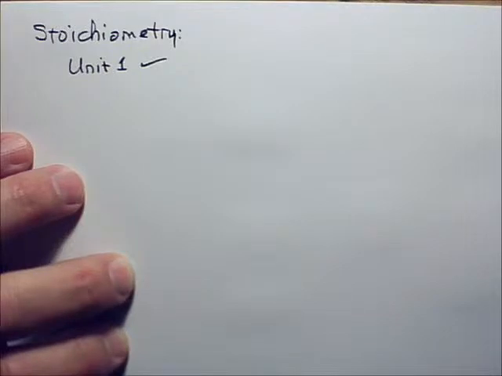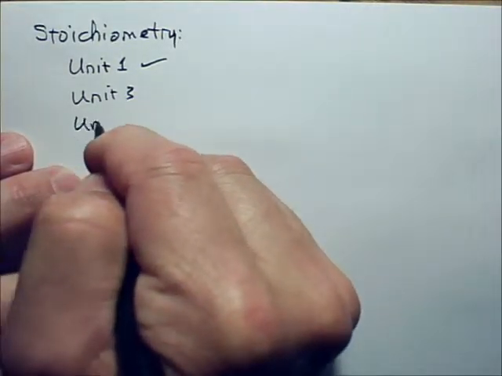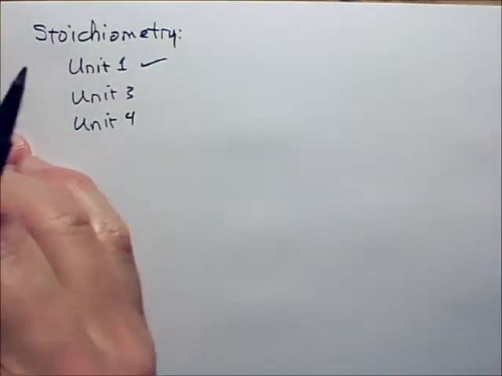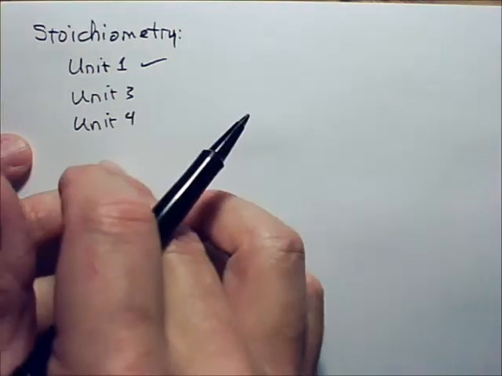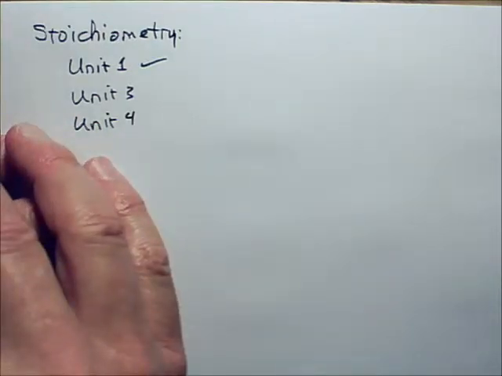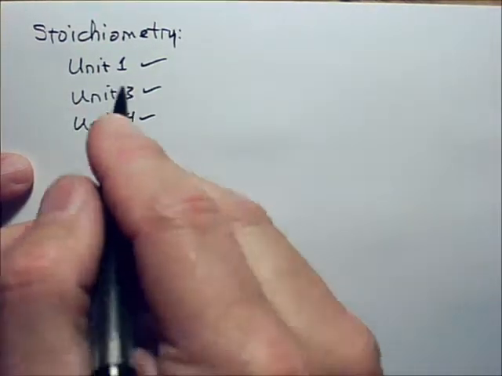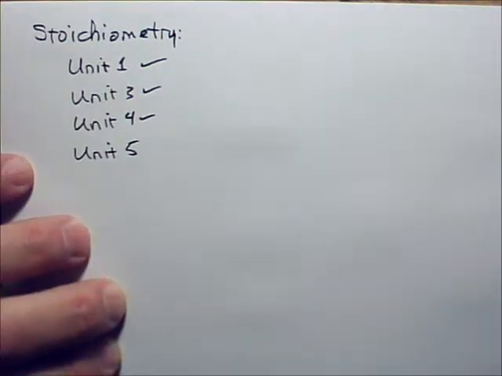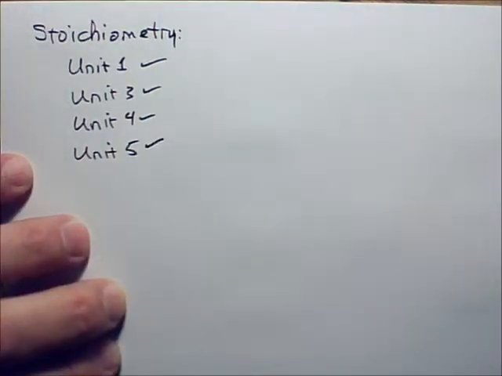In Units 3 and 4, we learned to write and balance chemical formulas. Okay? Well, when we predict the products of a reaction, you have to know how to write and balance chemical formulas. So that information is going to be in this unit. And in Unit 5, we learn to predict the products of a reaction and to balance a chemical equation. We're going to use that information in this unit.